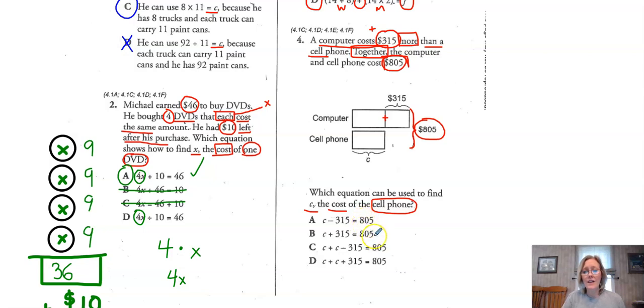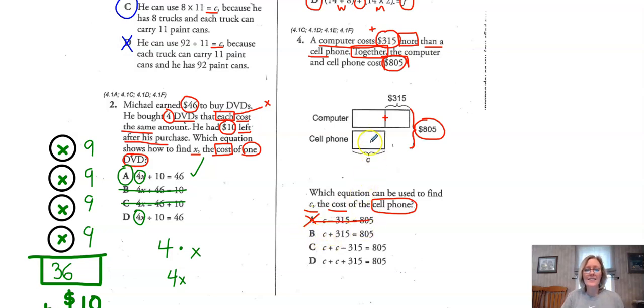Is there anything we can kick off for the total number? No, they all equal 805. Now, do I have anything in here that tells me that I'm going to subtract? Well, some of you might be thinking, if I took 805 and I subtracted 315, that would give me the cost of the cell phone, right? But it's saying that the cell phone minus $315 would be 805. There's no way. One way to do this problem is to subtract, but this isn't the subtracting problem that would do it.